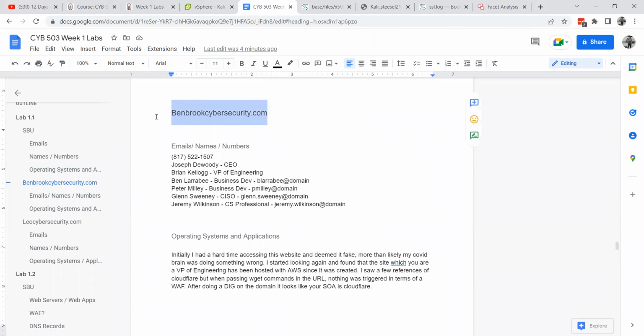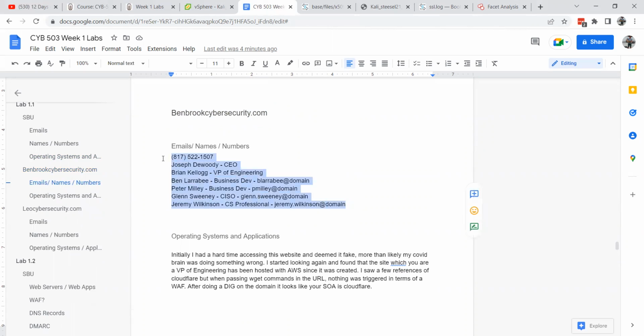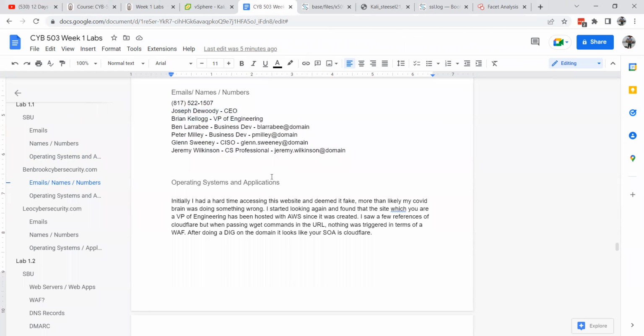But moving on, the second site is Binbrook Cybersecurity. This threw me for a loop. For some reason, I couldn't resolve this to save my life. Come to find out, you have to put www in front of this. So theHarvester didn't come up with any emails or names, so I just went on the website. Shout out to the professor, Brian, for not having an email. He just used the CEO's, which I thought was clever or an accident.